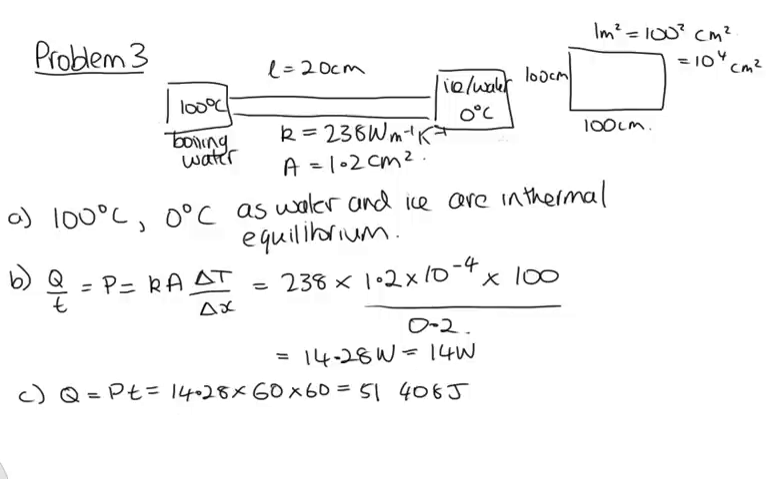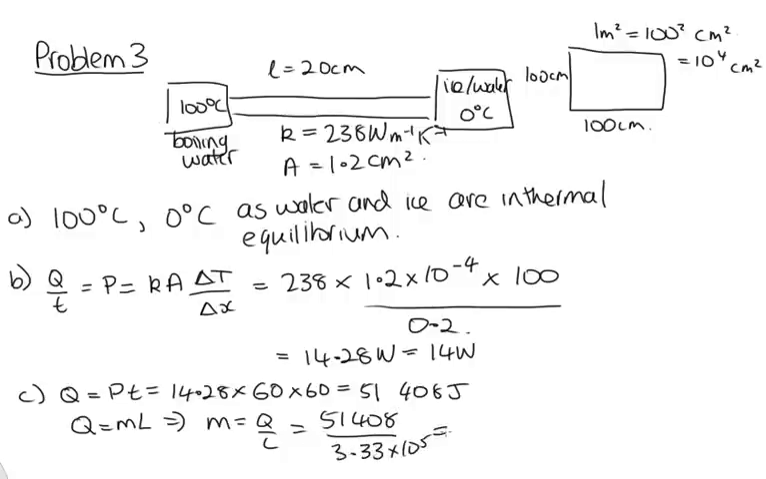So how much ice is that amount of energy going to melt? We'll need to use our latent heat formula. Q is equal to mL, which tells us that the mass is equal to Q on L, which is the 51,408, and we're told that the latent heat of fusion is 3.33 times 10 to the 5. And so this tells us that the answer is 0.154 kilograms, which to two significant figures is 150 grams of ice melts.